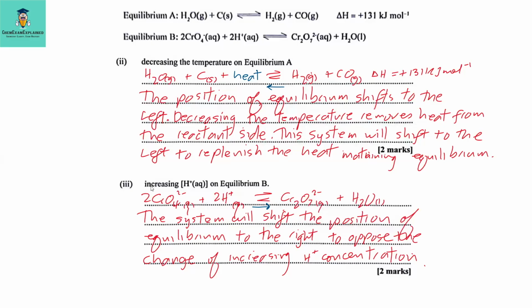Part 3. Increasing the H+ (aq) concentration on equilibrium B. So here we're looking at this equilibrium, and if you increase H+ concentration, the system will want to decrease what you are increasing. So the system will shift the position of equilibrium to the right to oppose a change of increasing the H+ concentration. And that would be your answer for part 2 and part 3.